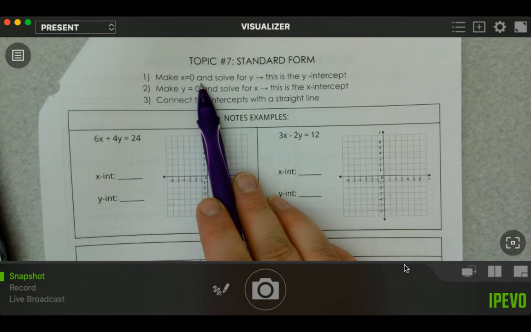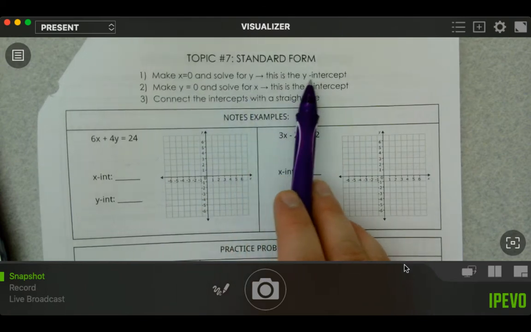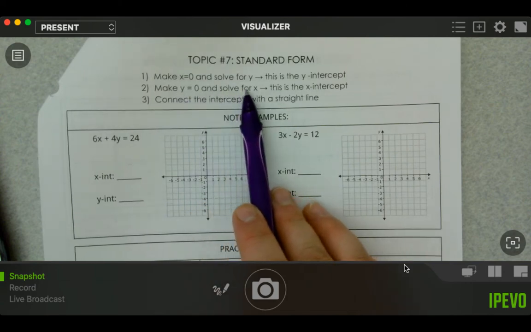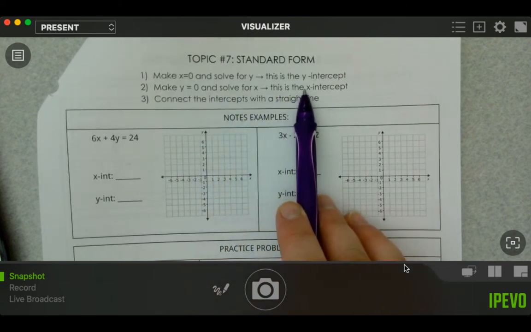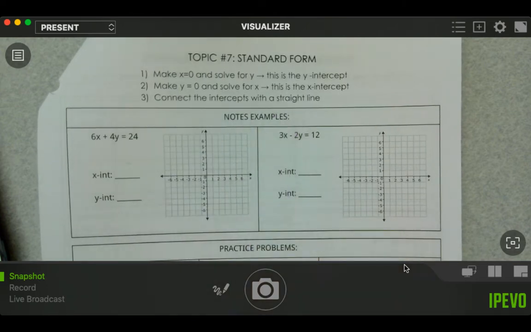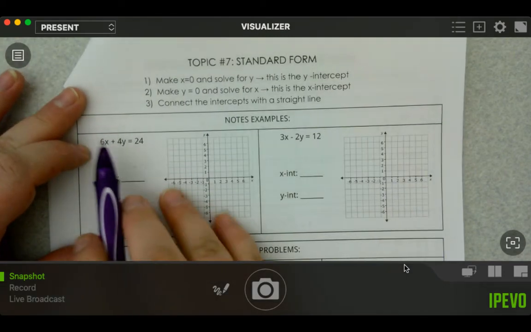Make x equals 0 and solve for y. This is going to be called the y-intercept. Make y equals 0 and solve for x. This is the x-intercept. And then connect those two intercepts with a straight line. This one is a little bit easier. However, because it's kind of like a shortcut, it's harder to remember each time we do it.